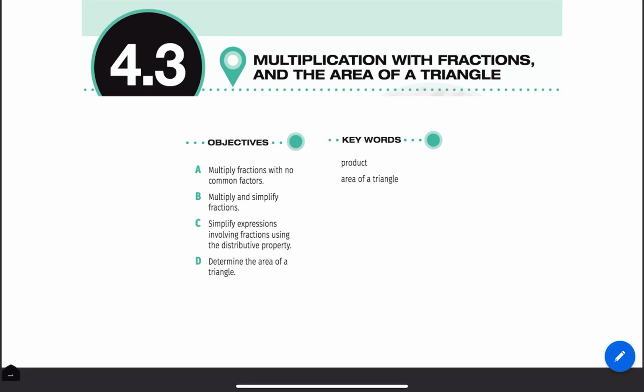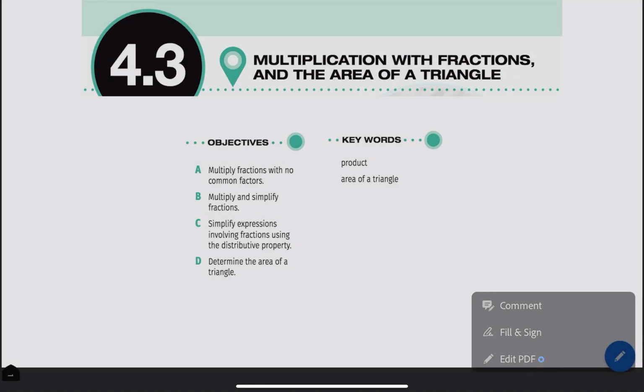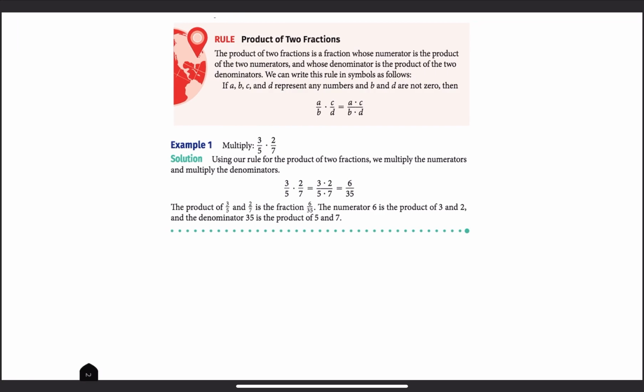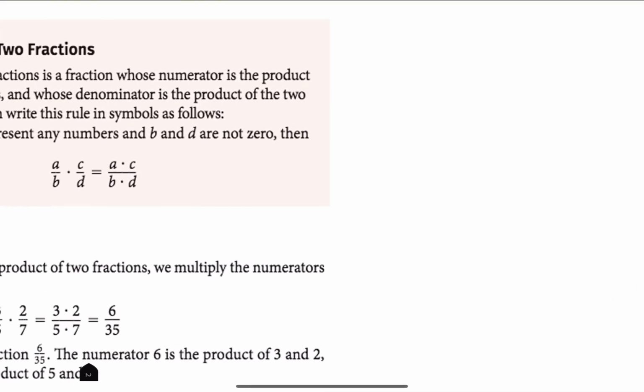Welcome to 4.3. We're going to be looking at multiplication with fractions. That's going to be the primary focus here. So let's get started. Whenever we multiply two fractions, the result is called the product, just like when we multiply any two numbers. And when we do multiply fractions, what you'll notice is that we multiply numerators with numerators and denominators with denominators.